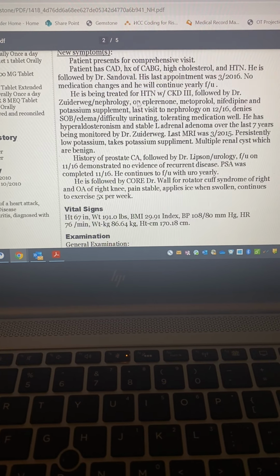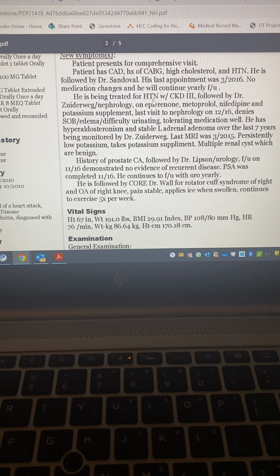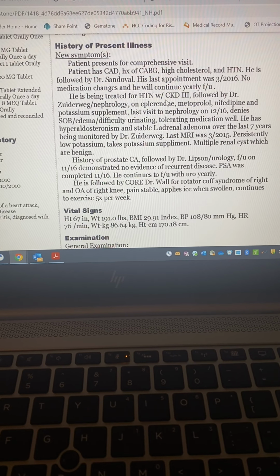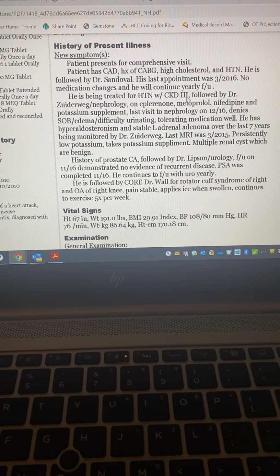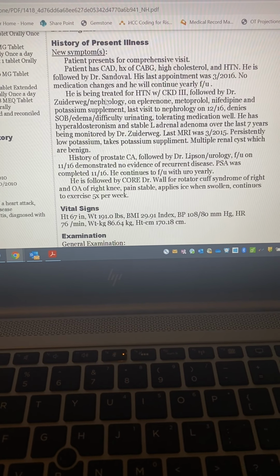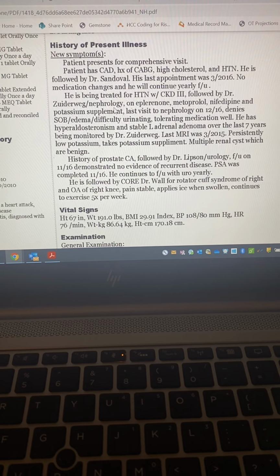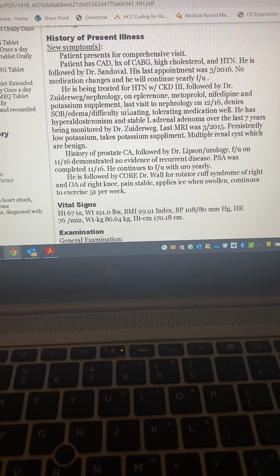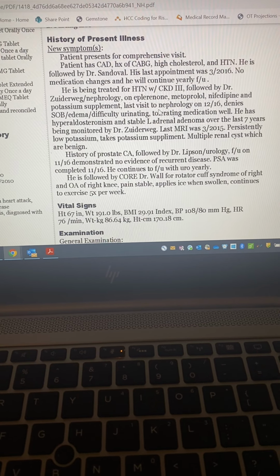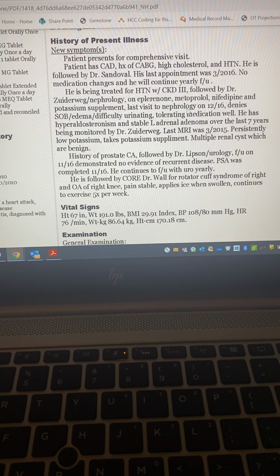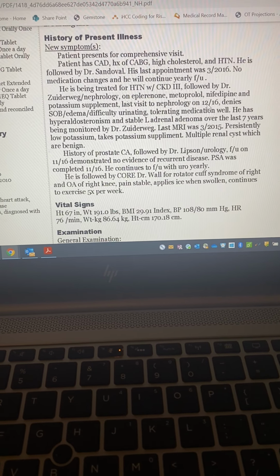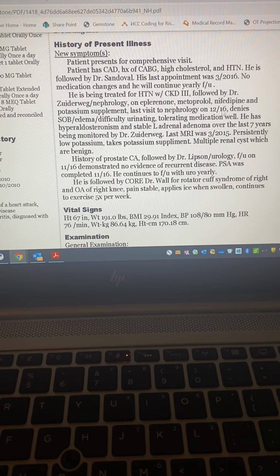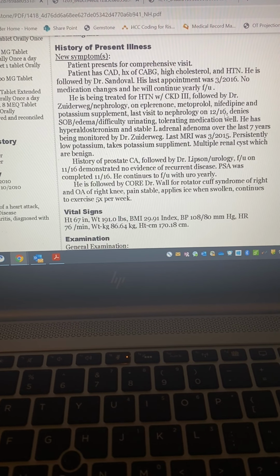He is being treated for HTN, which is hypertension, the same thing as high blood pressure. So he's been treated for hypertension and CKD, which is chronic kidney disease, stage 3. Followed by Dr. Zuderwig, that's the nephrologist. And then it tells you what type of medicines he's on. It gives you all the medications. And then it tells you his last visit with the nephrologist was in December of 2016, which is roughly about 3 years from this visit. Almost 3 years, but not quite.